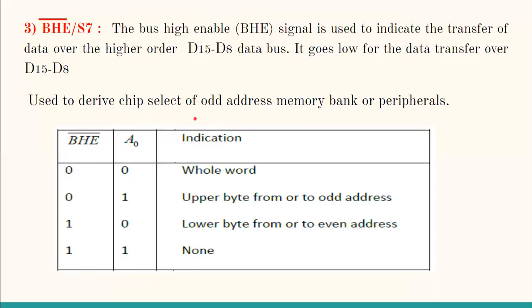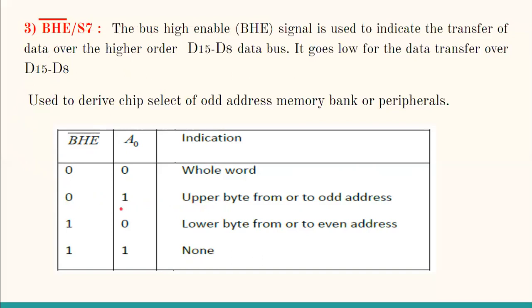Okay. Now, another function of BHE is chip select. So if a particular chip is to be selected from the address memory bank or the peripherals, the combination of BHE bar and the LSB of address, that is A0, is used for chip selection. If we have 0, 0, that means the whole word, lower and higher, is being transferred. If it is 0, 1, as we have seen, 0 on BHE bar means data is being transferred, and 1 in A0 indicates it is being transferred from or to the odd address.